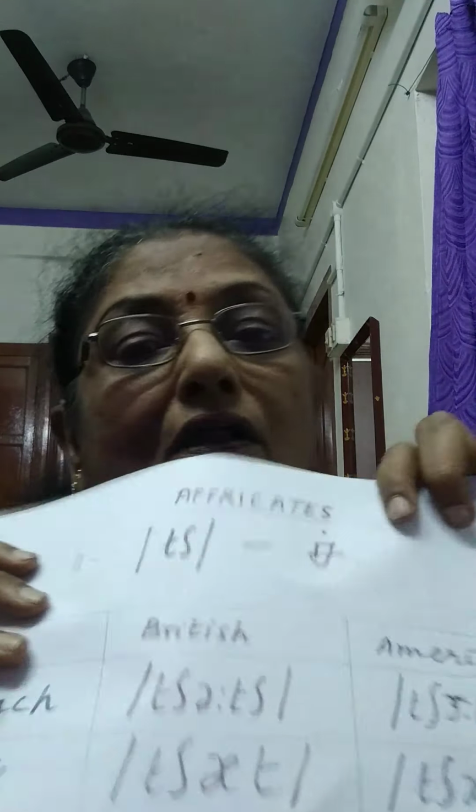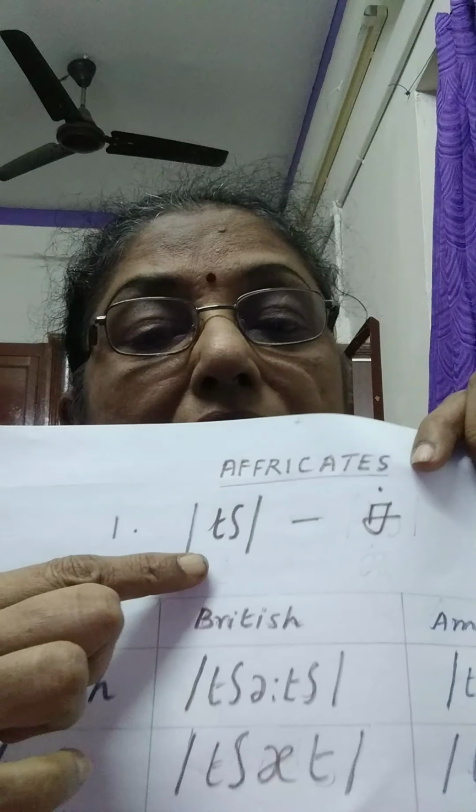For other consonant sounds, for the B sound we can put B, for the R sound we can put the R symbol, like that. But for the J sound and the CH sound, we use a small t and then one big ish symbol, that is the ich sound.